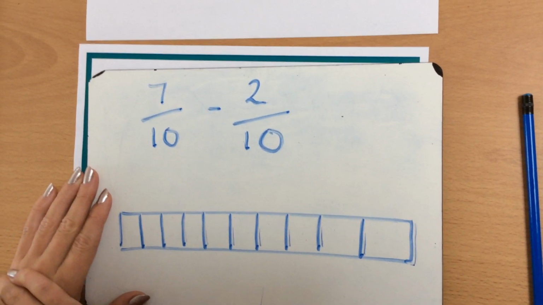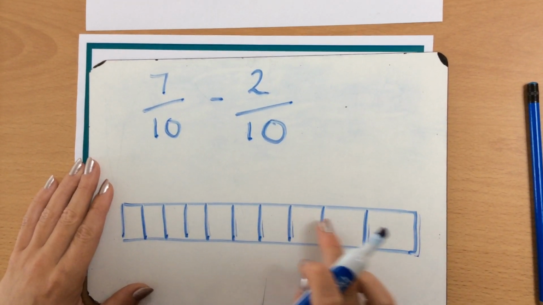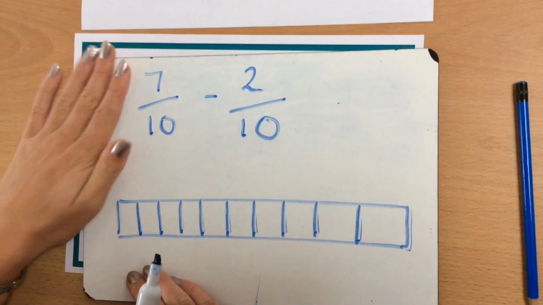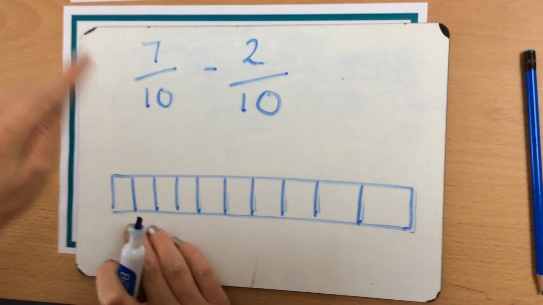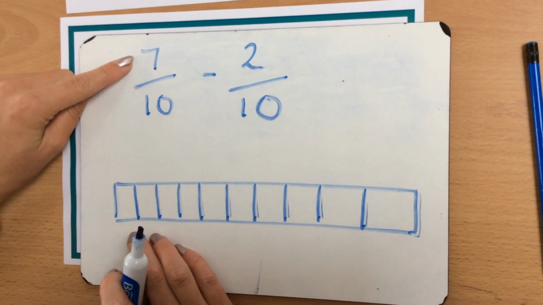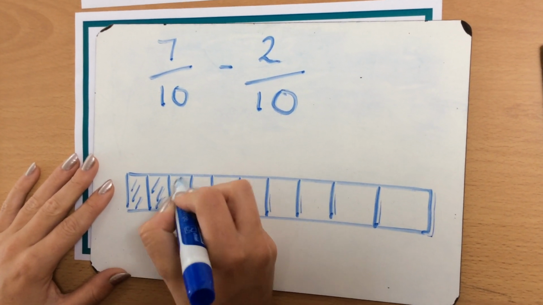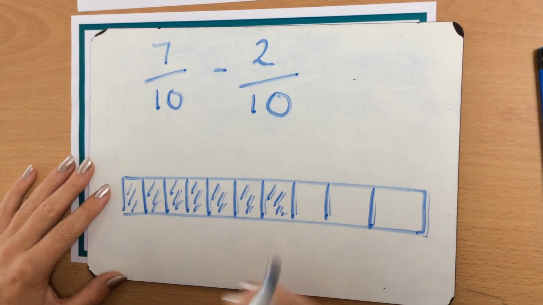Oh, they're not very equal parts, so I do apologise. Just checking. 1, 2, 3, 4, 5, 6, 7, 8, 9, 10. So, have a look at my first calculation. What do I need to do? I've drawn out my bar model, my tenths. How many parts do I need to shade? 7. 1, 2, 3, 4, 5, 6, 7.